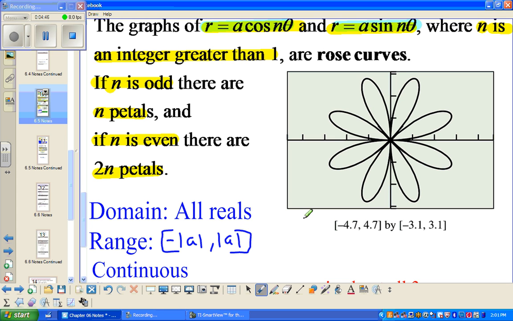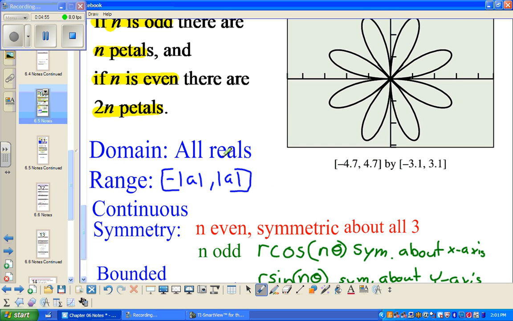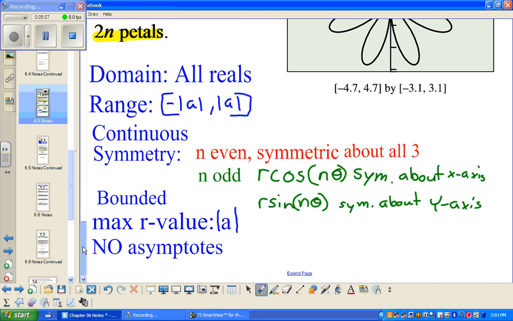Some extra information about this graph that I didn't go over on the first day of these notes is the range of values. First of all, the domain is all reals. You can plug any number in for theta and it'll work. The range is going to be the negative absolute value of a to the absolute value of a. It's continuous. If n is even, it's going to be symmetric about all three: the x-axis, the y-axis, and the origin. If n is odd, then r equals a cosine n theta is symmetric about the x-axis, and r equals a sine n theta will be symmetric about the y-axis.